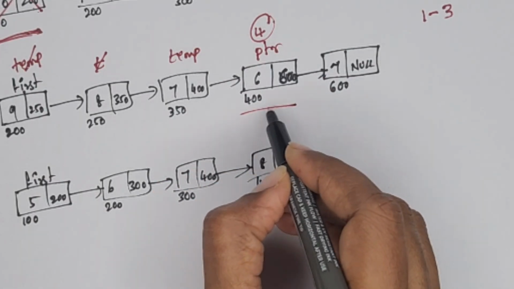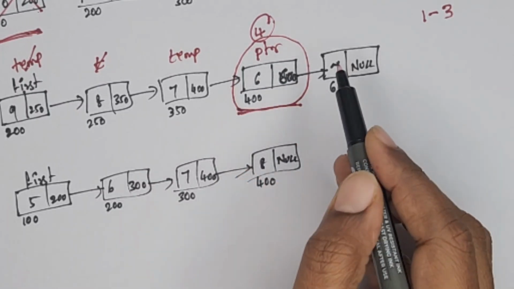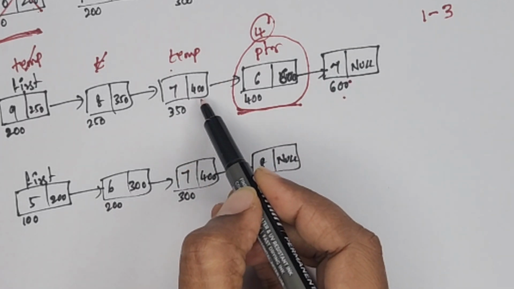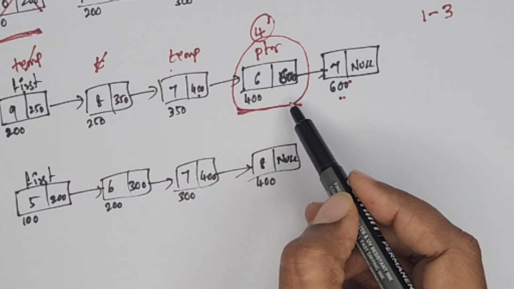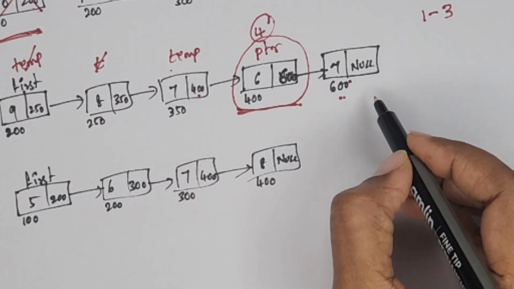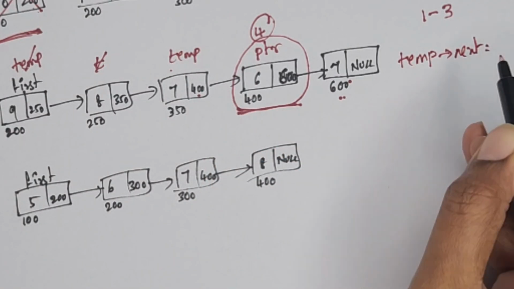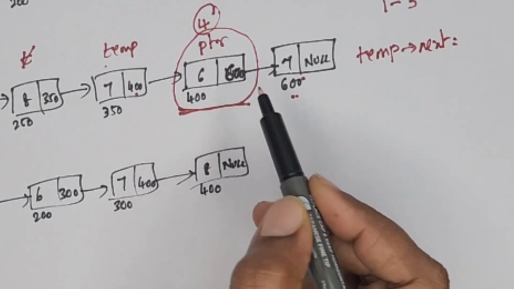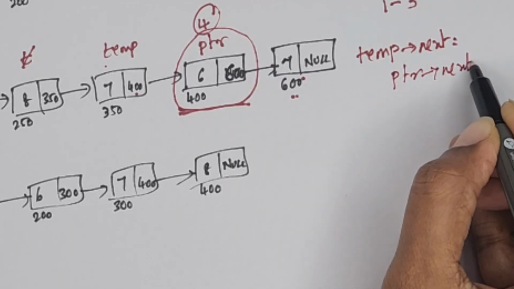Now I have to remove the PTR node. If you remove this PTR, the next node becomes temp of next. 600 becomes temp of next. In place of 400, I have to store 600 because we are removing this one. In place of 400 means temp of next I have to change. What do I have to store in temp of next? I have to store 600. Where is 600? PTR of next. See, temp of next equals PTR of next.